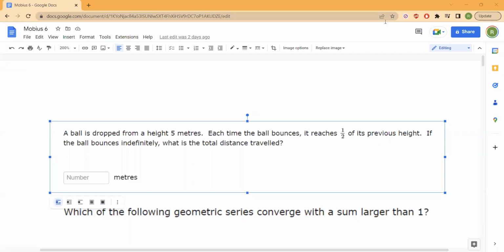Hello, everybody. Today we'll be taking up Mobius 6. I copied down the questions this time, so we have all the time we need.